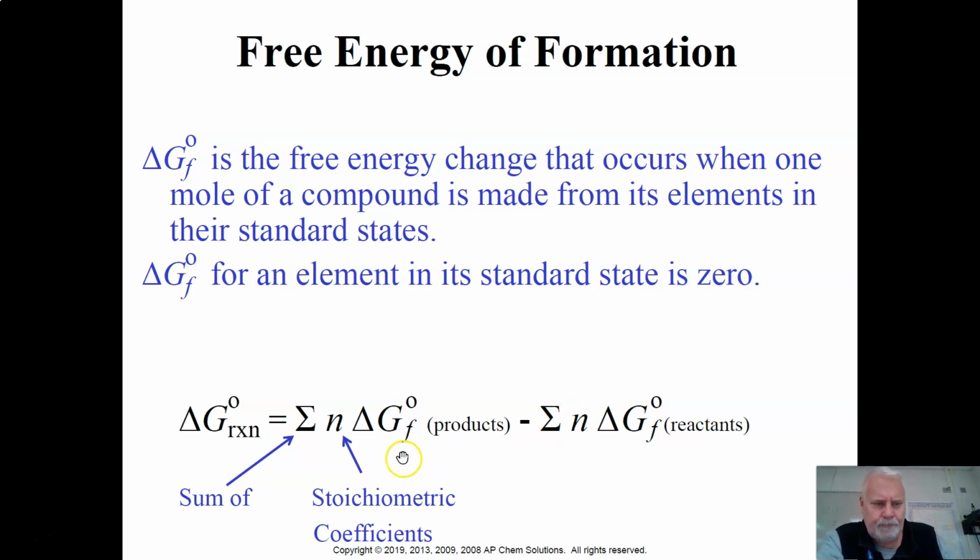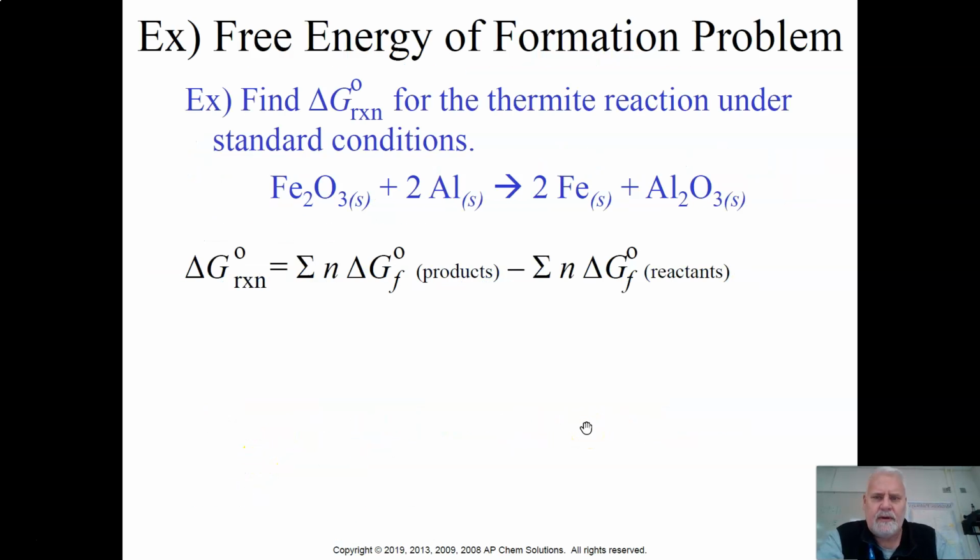Okay? So this should look very familiar to you. If you were going to do this problem right here and crunch these numbers, you would do the products minus the reactants. So go ahead and do that using the delta G values that are posted. And they'll be a little bit different than the ones that I'm going to show you the answer for. So pause and crunch those numbers.